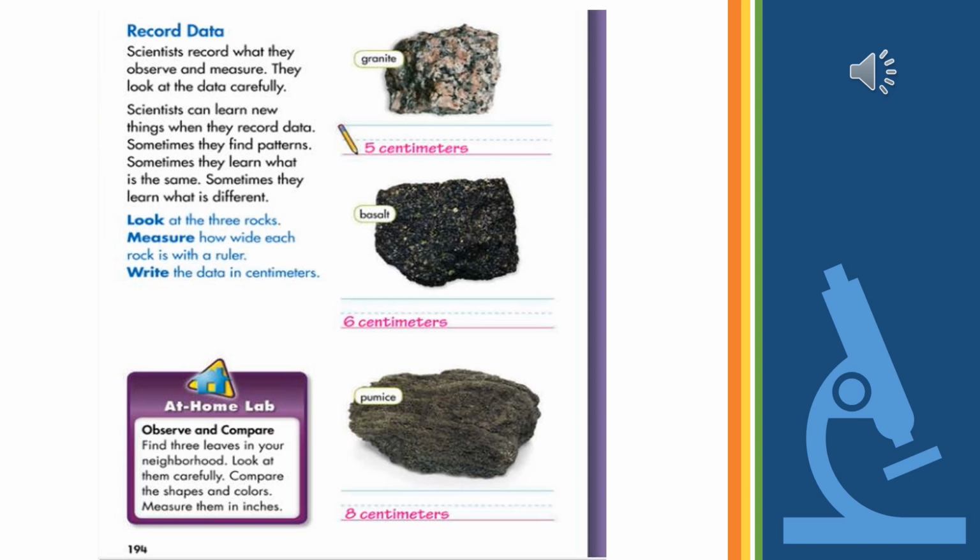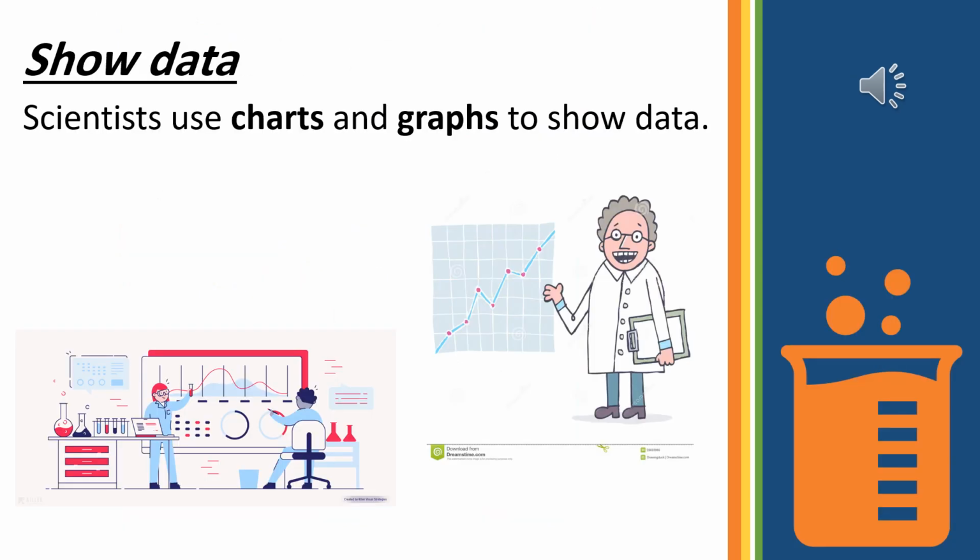Then, what's the next step? After observation, what's the next step? Is to write or record data in centimeters. Show data. Scientists use charts and graphs to show data. The target point of this lesson is to know that scientists observe and collect data, then record data. After that, they show data. Using what? Using things that help them to show. Using charts and graphs.